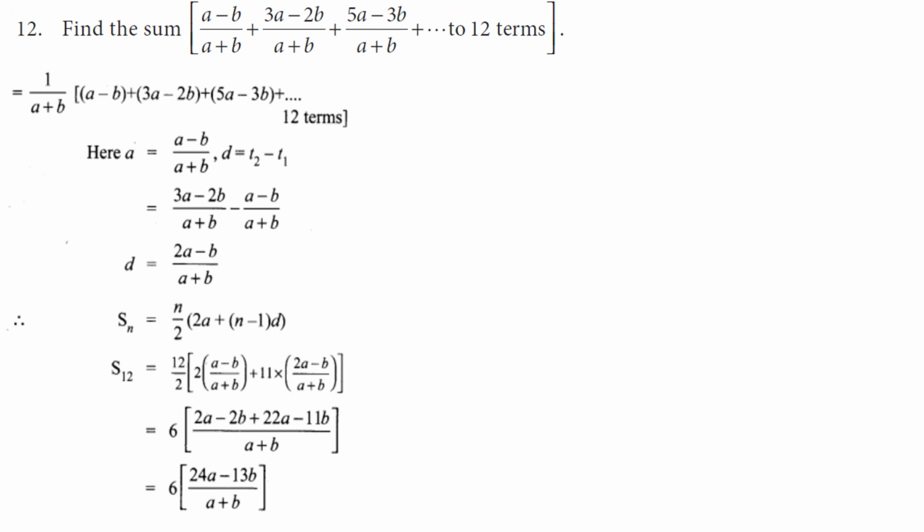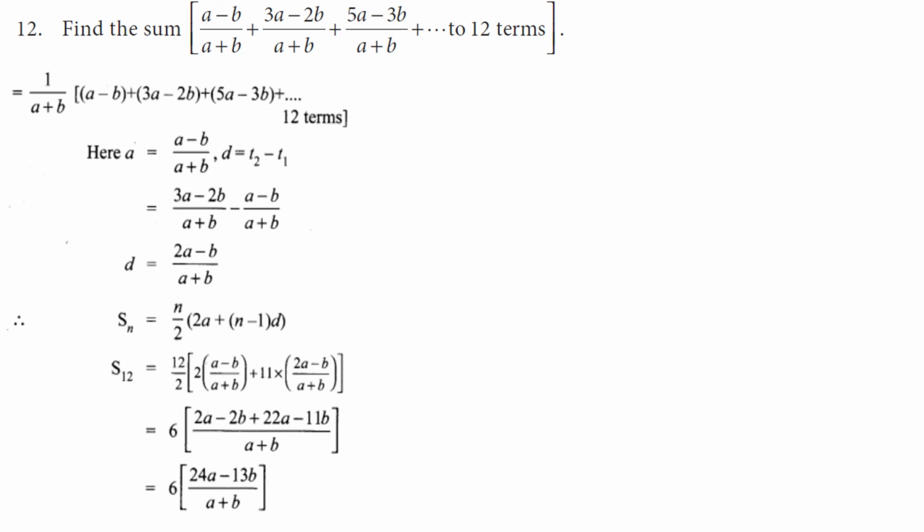Find the sum (a minus b) by (a plus b), plus (3a minus 2b) by (a plus b), plus (5a minus 3b) by (a plus b), etc., to 12 terms. So first we have to take common 1 by (a plus b). So into (a minus b) plus (3a minus 2b) plus (5a minus 3b) plus etc., 12 terms.